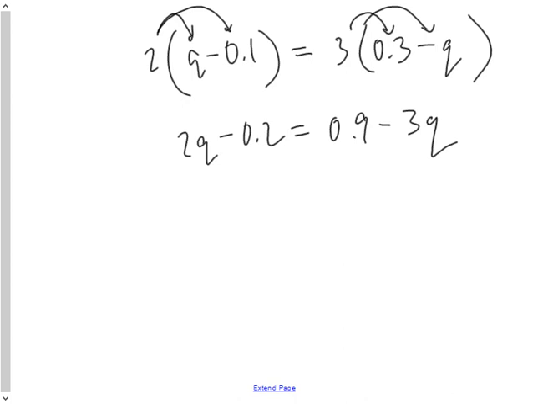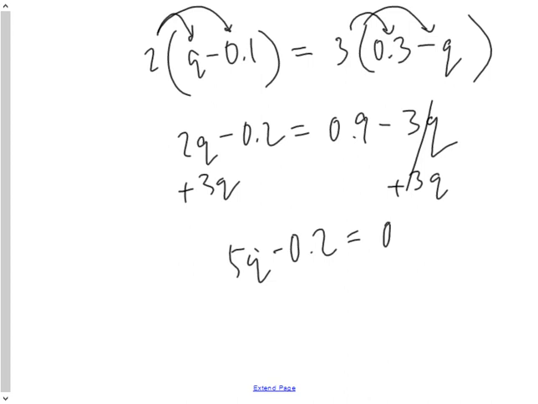This one has a positive 2q on the left and a negative 3q on the right. Get rid of the least amount of variable, which is negative 3q, by adding 3q to both sides. 5q, I wish it was 10q, then I could say you're welcome. 5q minus 2/10 equals 9/10. Add the constant of 2/10 to both sides to get rid of the negative constant. 5q, oh sorry, that's not supposed to be division, that's supposed to be adding, equals 1.1.